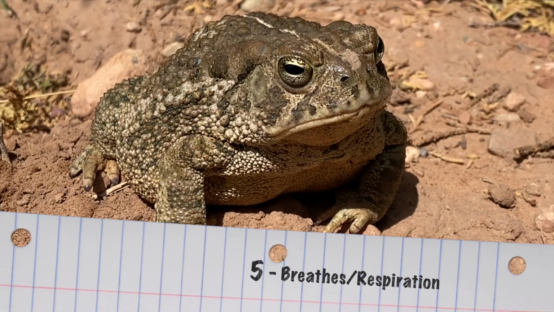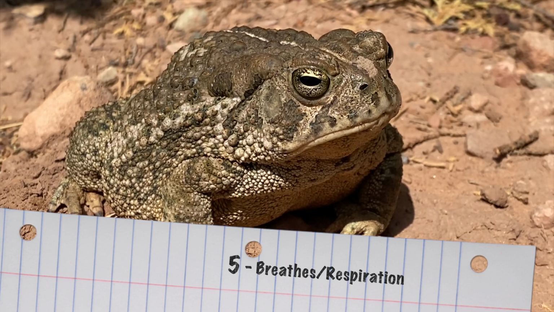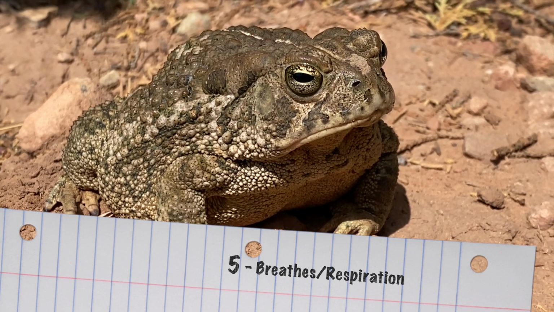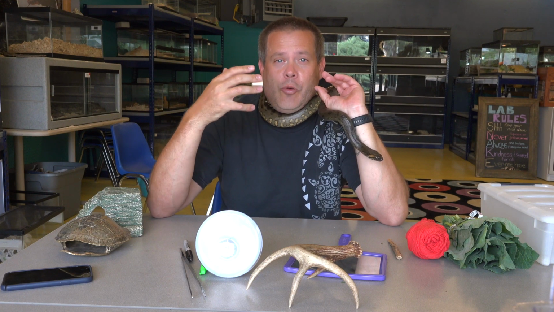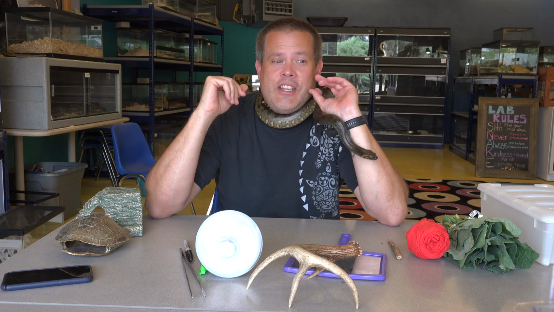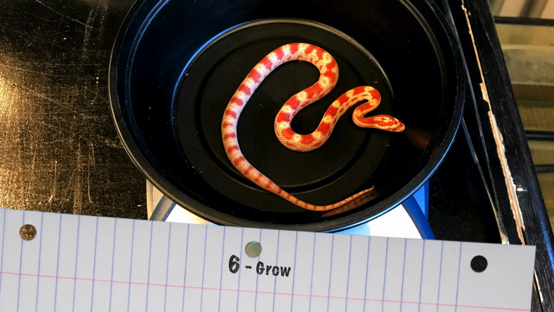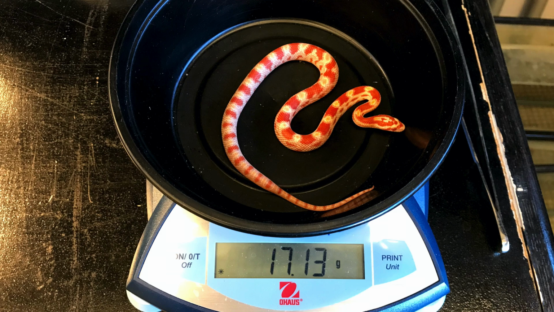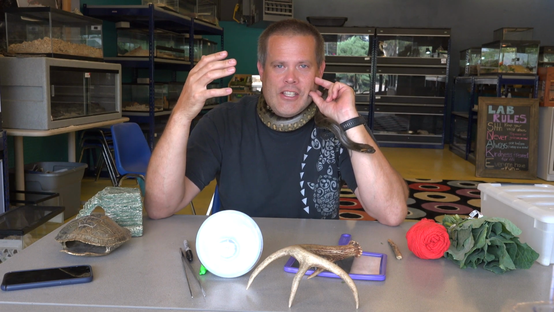And then breathing, or respiration. This is number 5, and that's the use of oxygen. All living creatures, if categorized as alive, breathe or respire somehow with oxygen at some point in their life. And then number 6 is that they grow. If you are taking in energy, moving, and breathing, chances are you're growing too. That's another requirement to be called a living thing.